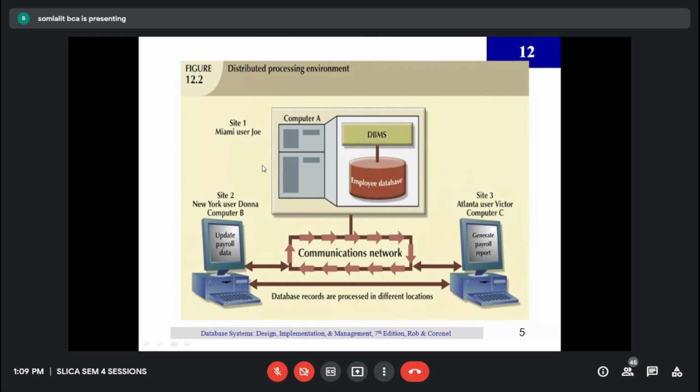Data is at one single place. Processing is done at multiple places. It can be at site 1, 2, or 3. Processing can be done at any one of these sites. But the data is at a single place. Okay, that is your distributed processing.